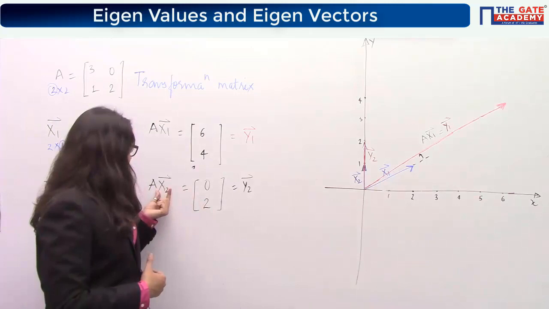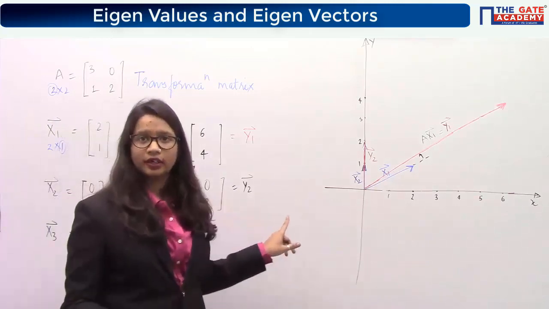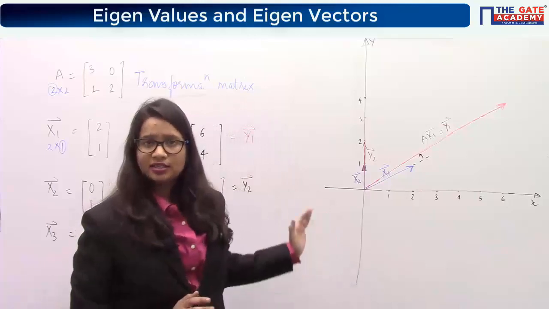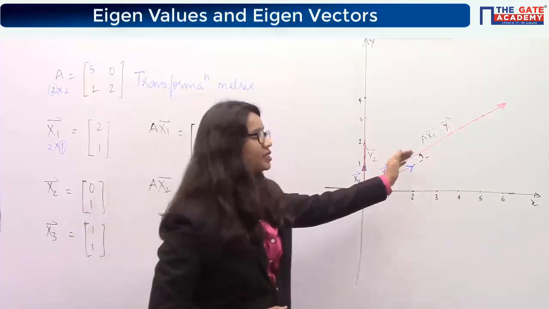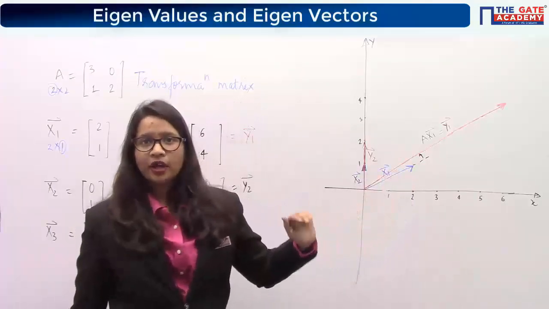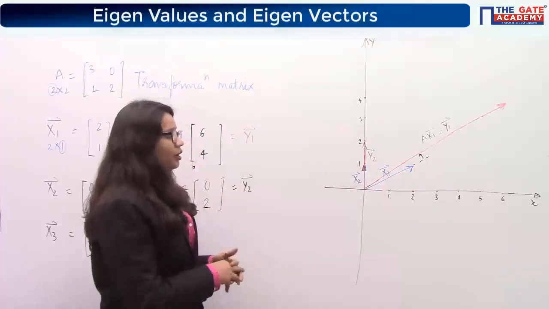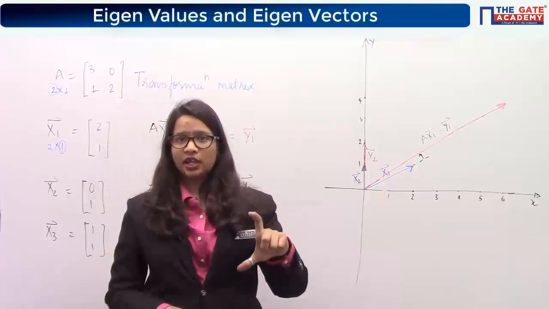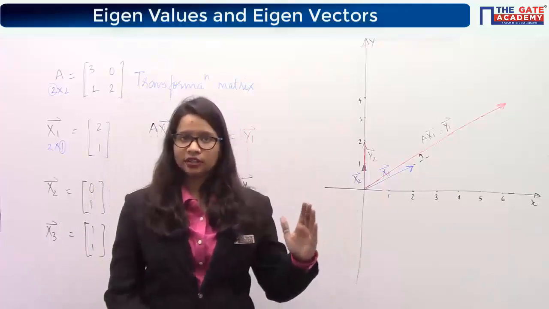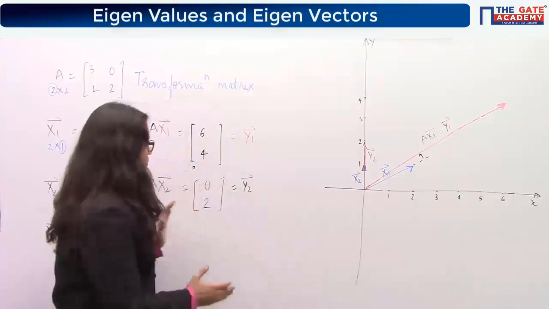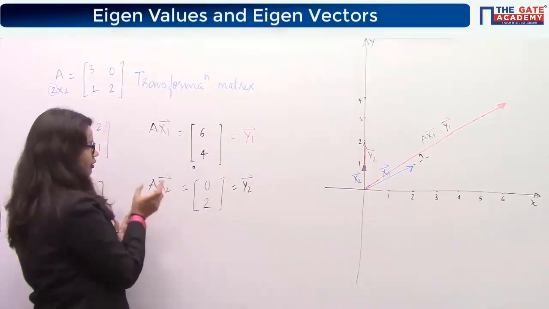Again this vector x2 got transformed into another vector, but this transformation is somewhat different from the previous transformation. Yes or no? Now in this transformation we can see that only the magnitude has been changed and the direction of the vector remains the same. Yes or no? What has happened?